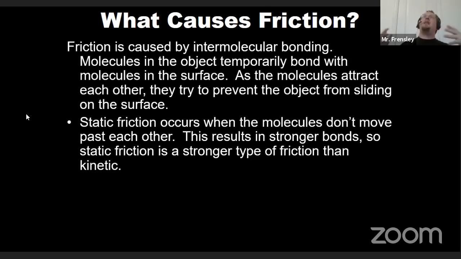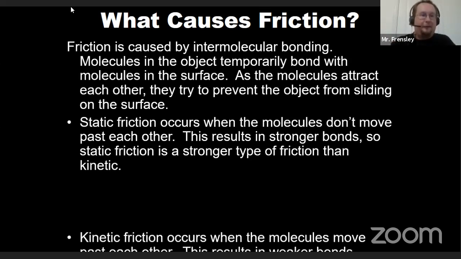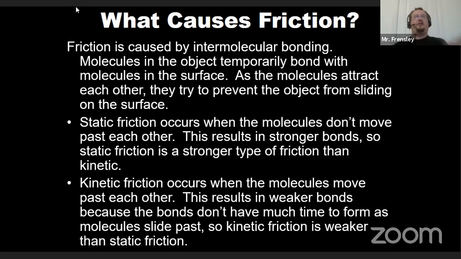But what if instead the molecules are sliding against each other? Well, then they don't have time to form a very good intermolecular bond. Have you ever heard of speed dating? Speed dating is when you sit across from a person, you get to know them for a minute, and then either they move or you move, and you get to know a new person. You don't have enough time to really form a bond with that person. So kinetic friction is weak because the molecules don't have time to form those bonds. They're moving past each other, right? Whereas static friction, they're together for a while, so they're going to form some strong bonds.